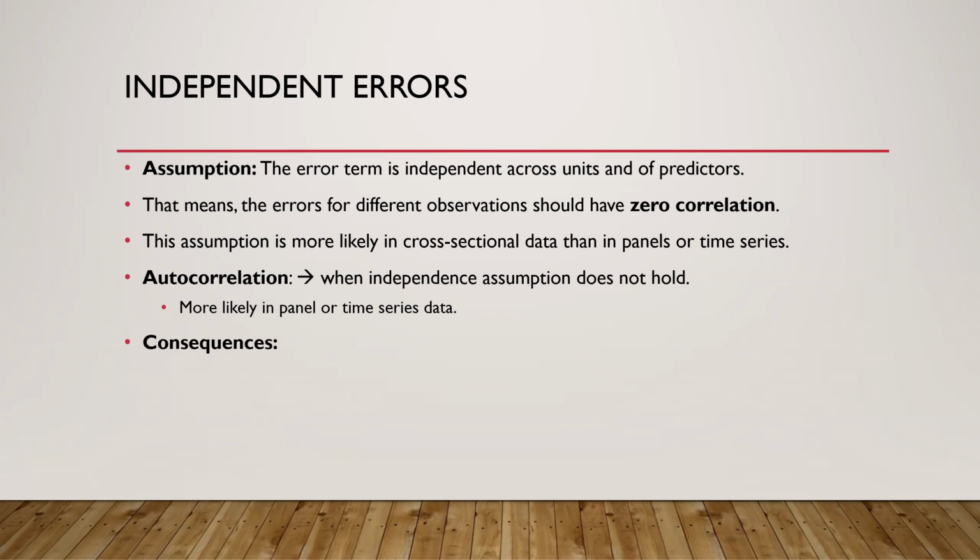And what are the consequences? We have underestimated standard errors, just like we had for the heteroscedasticity problem in the previous video. And that leads to inefficient coefficients and consequently invalid hypothesis testing.